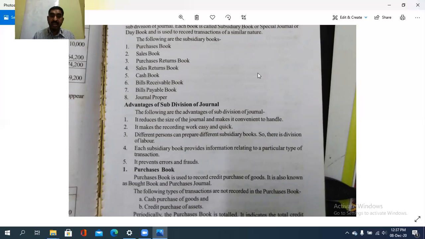So that is why it reduces the size of the journal and makes it convenient to handle. It makes the recording work easy and quick. Different persons can prepare different subsidiary books, so there is a division of labor. Each subsidiary book provides information relating to a particular type of transaction. It prevents errors and fraud also. So these are the advantages with regard to the subdivision of the journal.